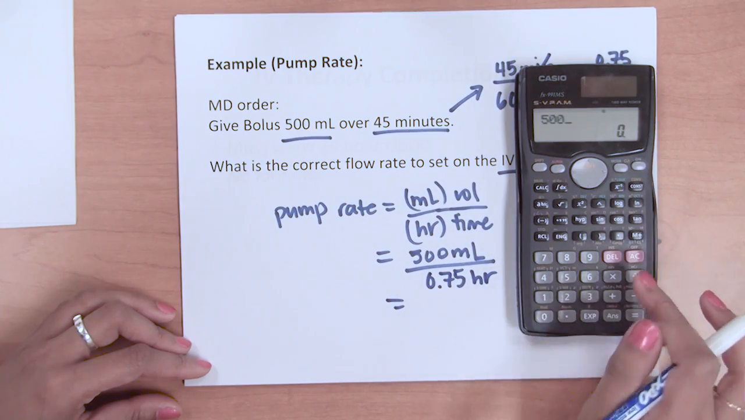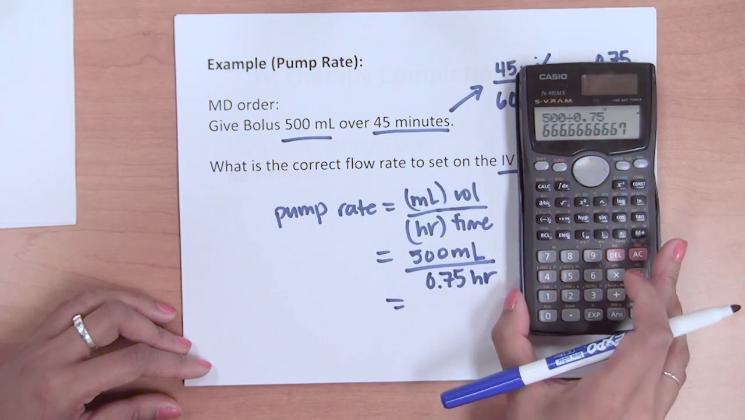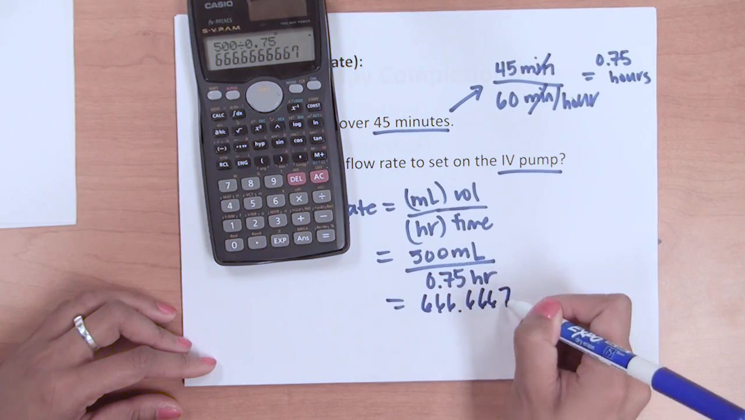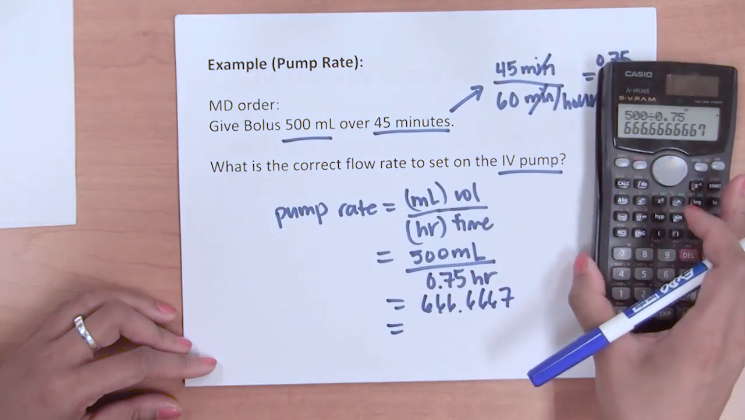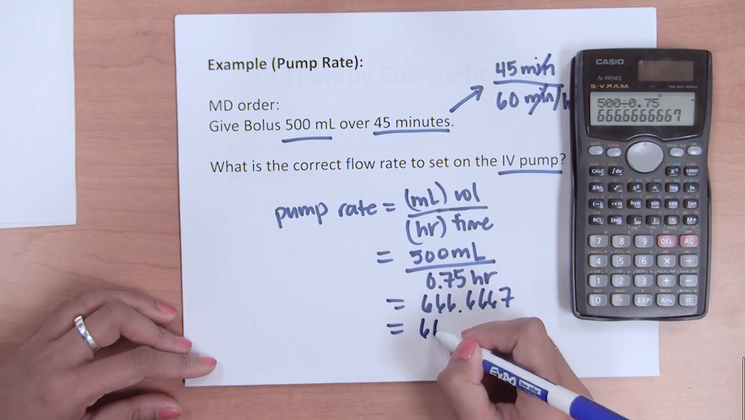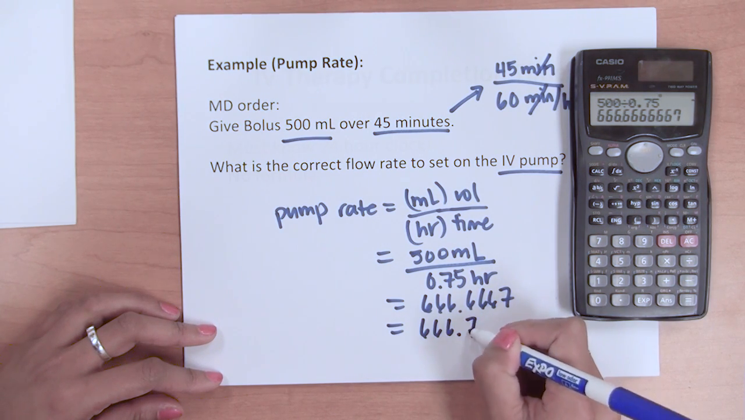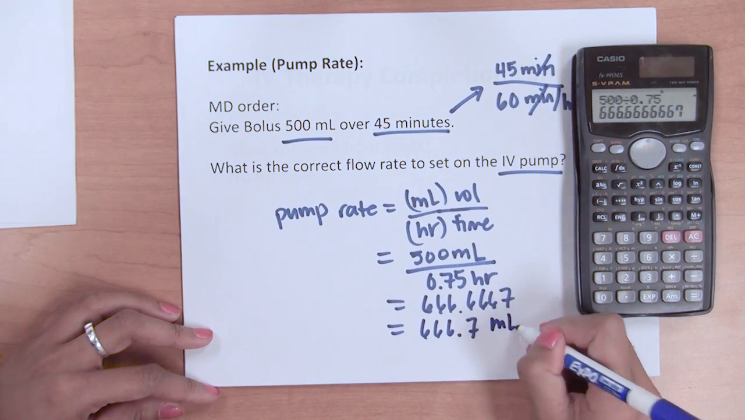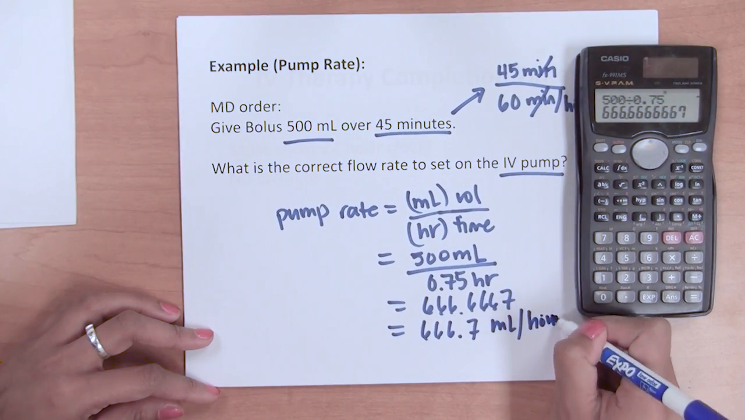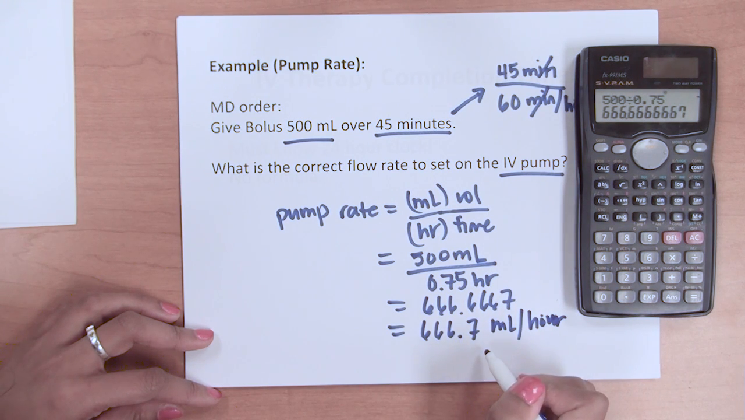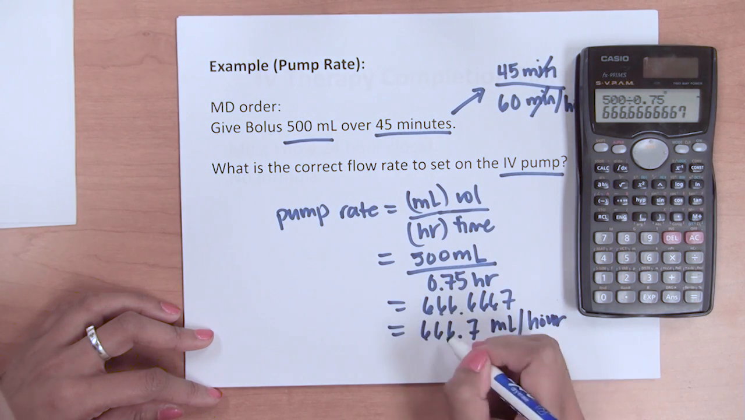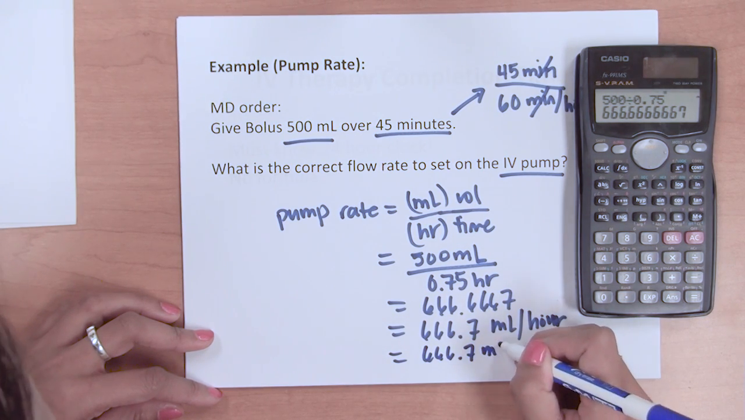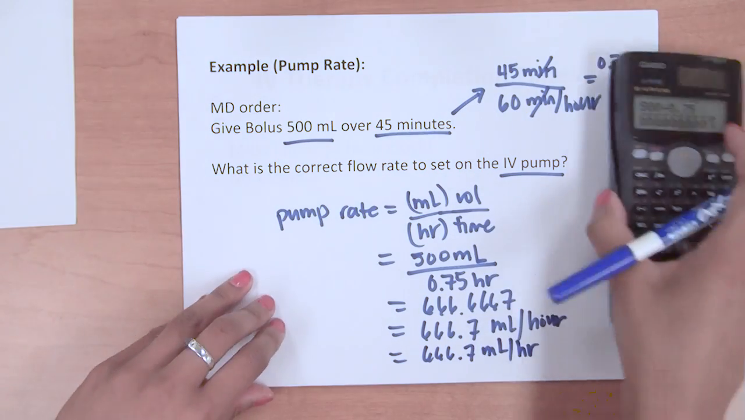So 500 divided by 0.75, it's going to give us a rate of 666.6667. You can round that to 666.7. So most pumps, especially the Baxter pumps, can let you input up to 4 digits. So for these questions, you can round to 4 digits. So your answer would be 666.7 milliliters per hour.